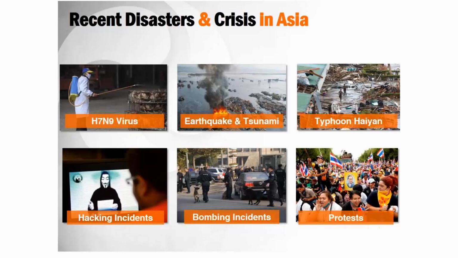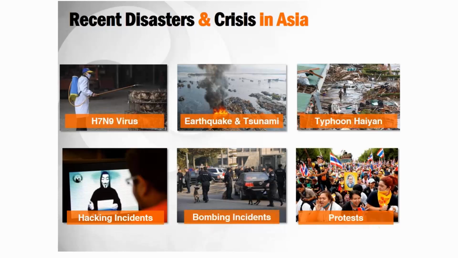I guess at the end of all these protests, whether in Thailand or in Malaysia, the biggest winner is probably the person who sells the T-shirts to all those protesters. Now, having said that, disaster is most of what people think about when I mention business continuity. And why do you need business continuity? Because of disasters and crisis.